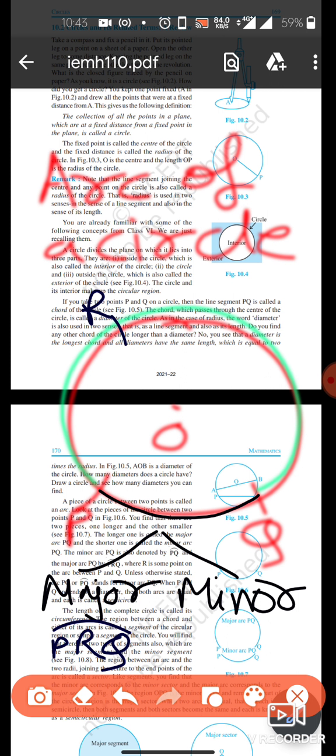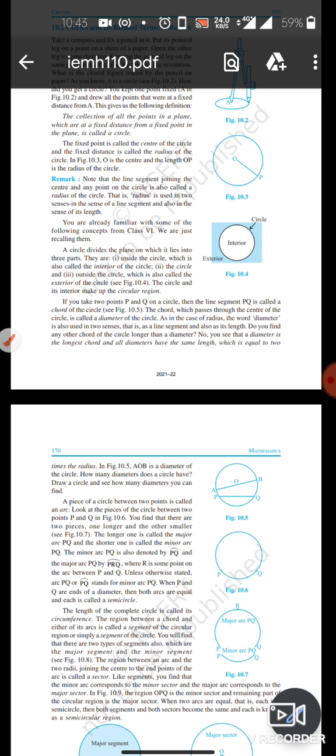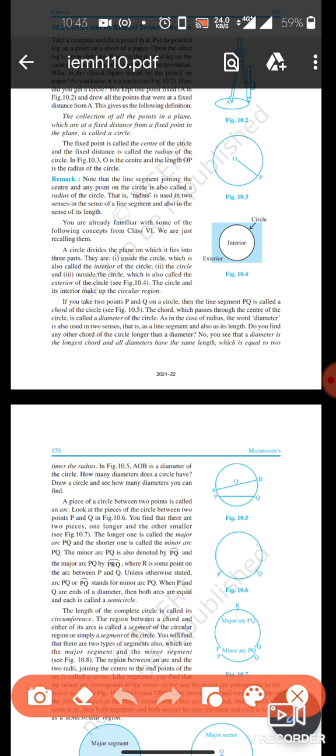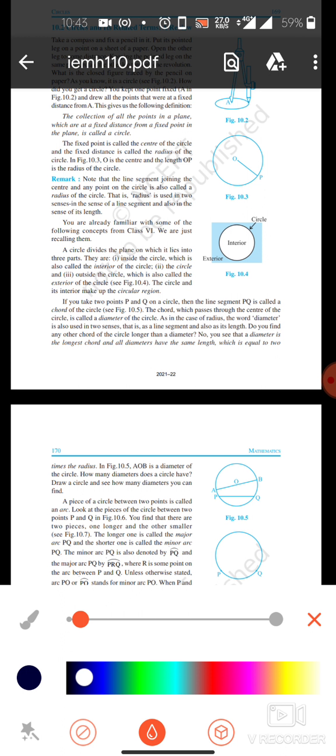Then if you want to denote the minor arc, you will denote it with P and Q only. When you write the major arc, you take 1 extra point on the arc, any one point. So this is the representation of major arc and minor arc. Arcs are of two types, one is major arc and one is minor arc.